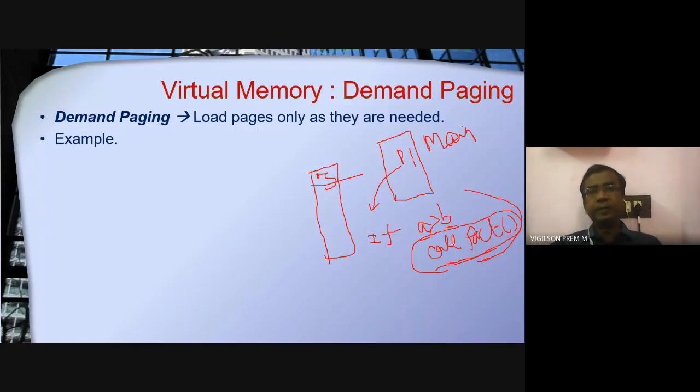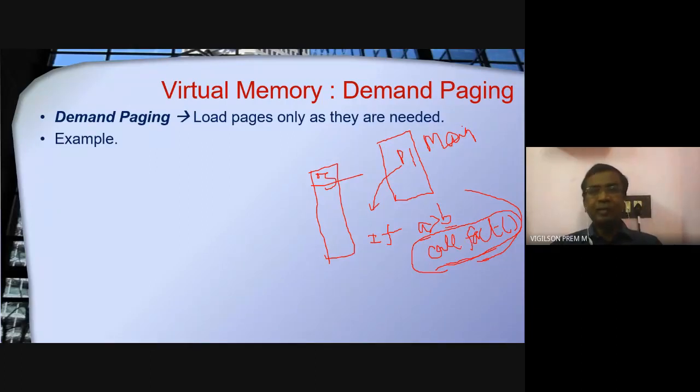Able to understand? Now you can ask one question: sir, you are saying if A is not greater than B then it is okay, but suppose A is greater than B, what will happen? At that time, definitely it must be available in main memory. So now I am changing my sentence: load a program from secondary storage to main storage only when it is required, or whenever it is required.